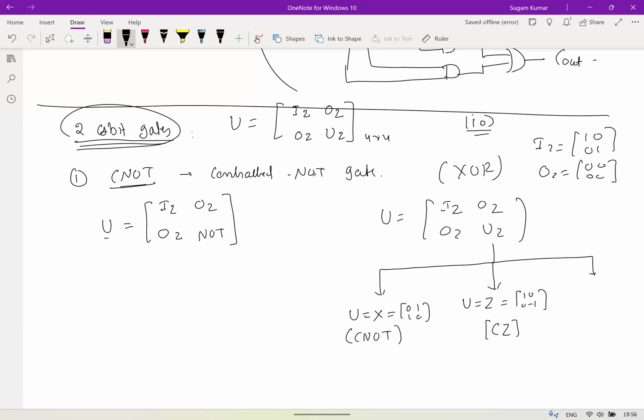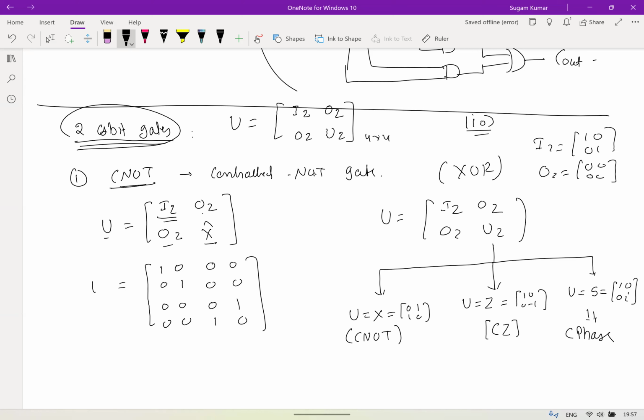And if U becomes S, I will talk about this further. I forgot to talk about this S gate, but then this is called a C phase gate. So you can see that here, this NOT simply acts like an X gate. I2 is 1 0 0 1, O2 is 0 0 0 0, and X is 0 1 1 0. So this is what is called the CNOT gate.